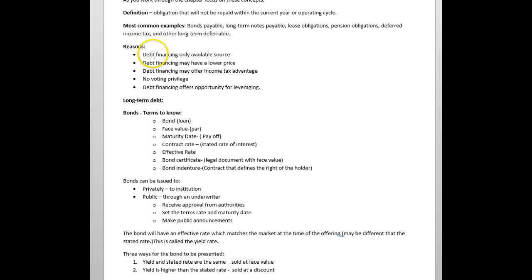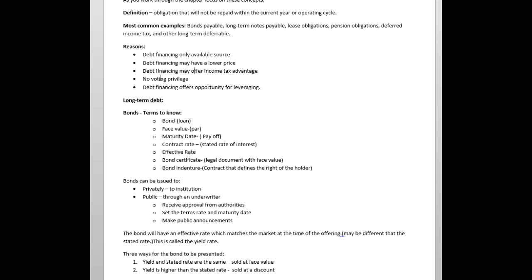First of all, debt financing may be the only available source. You may not want to dilute your capital stock out there. You may not even be a public company. You may be a private company, and that may not be an option for you. Debt financing may have a lower price than any other option. It may offer income tax advantages, and we've all heard of those.